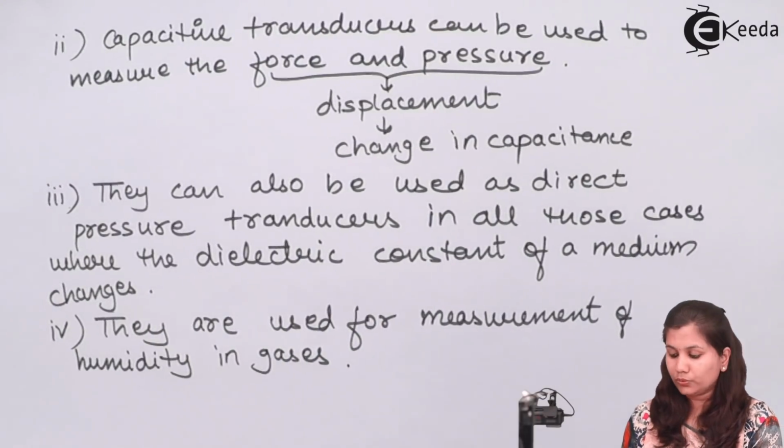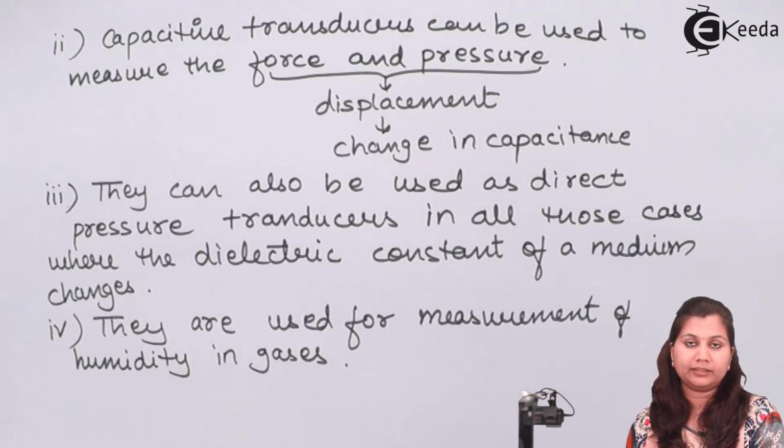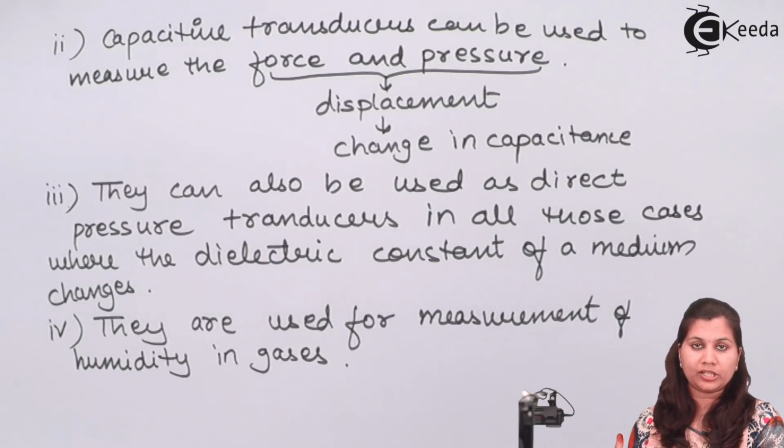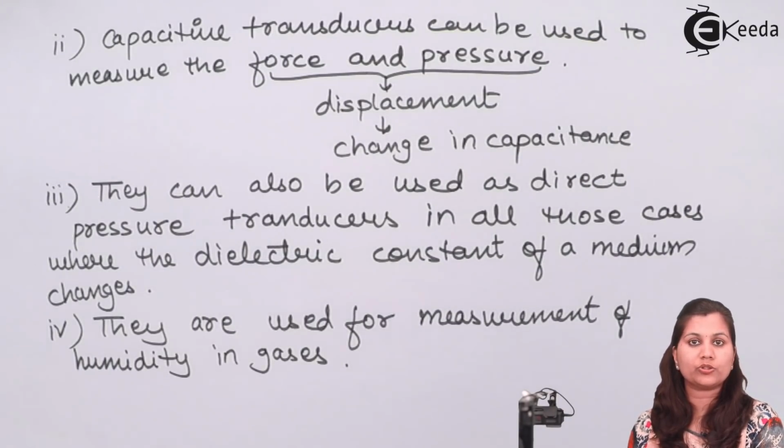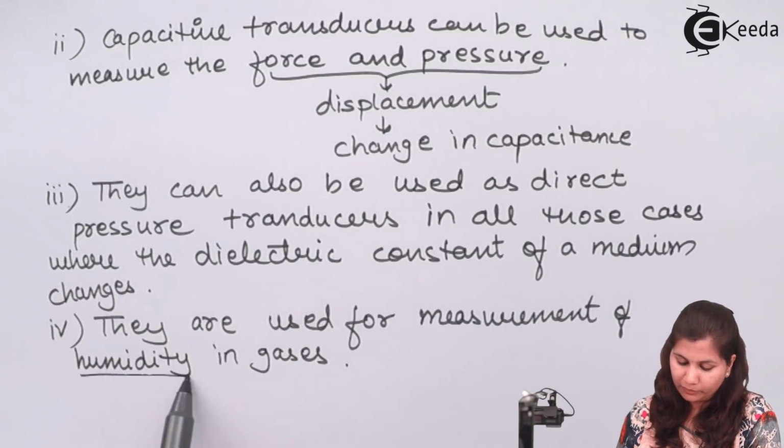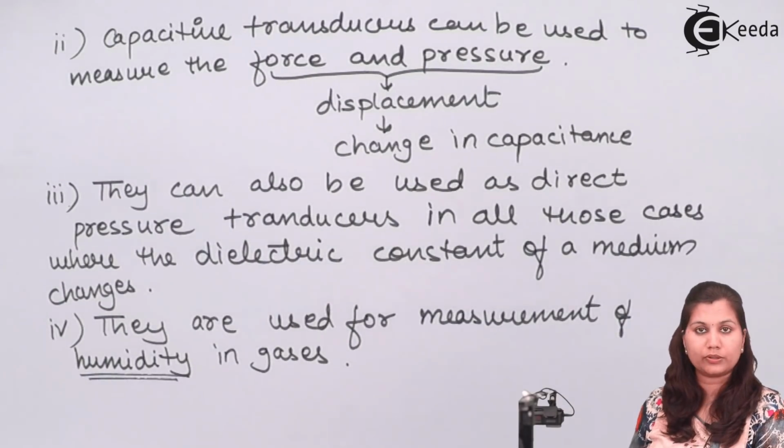Now they are also used for the measurement of humidity in gases, because the dielectric constant changes with the change in the humidity. So as the humidity changes, the dielectric constant also changes and the capacitance also changes. So it can be used for the measurement of humidity also.